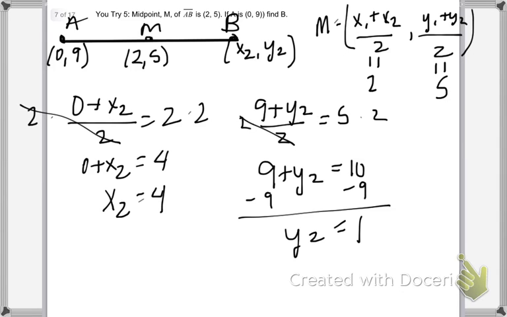So what is my midpoint of the line segment AB? My midpoint is 2, 5. My one endpoint is 0, 9. And now I know what B is, my other endpoint. It is 4, 1. Now, how can you check yourself on these? Well, you can use your endpoints and make sure you get the correct midpoint. All right, go ahead, take a minute and pause the video and practice this U try 6 as well.